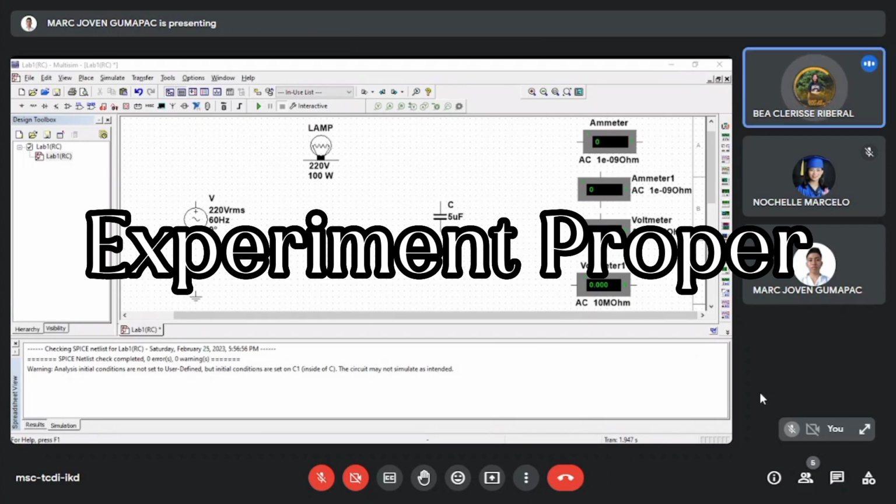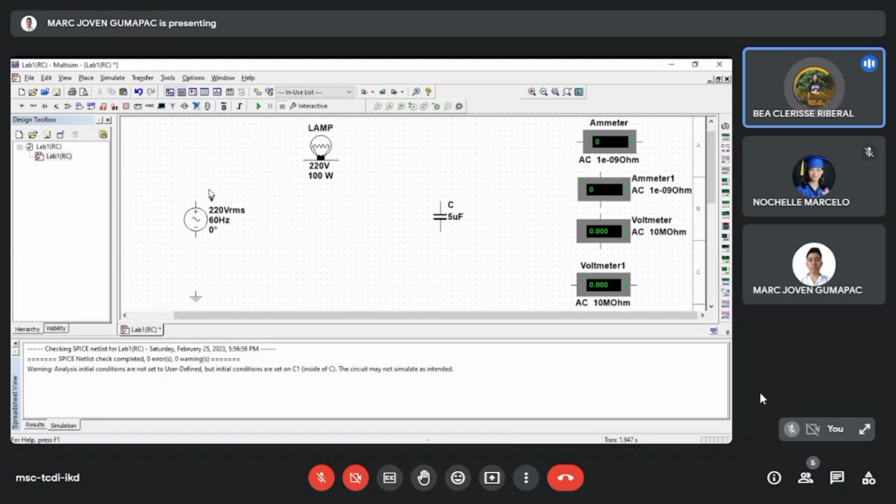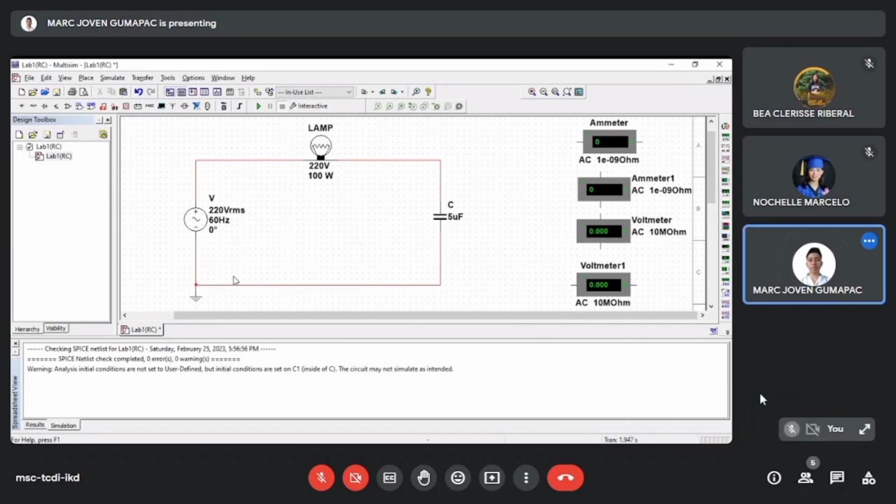The first part of the experiment is the RC circuit. To start, connect the circuit shown in Figure 1. Measure the total current and the current across the lamp and across the 5 microfarad capacitor. Turn on the run button to simulate the circuit.